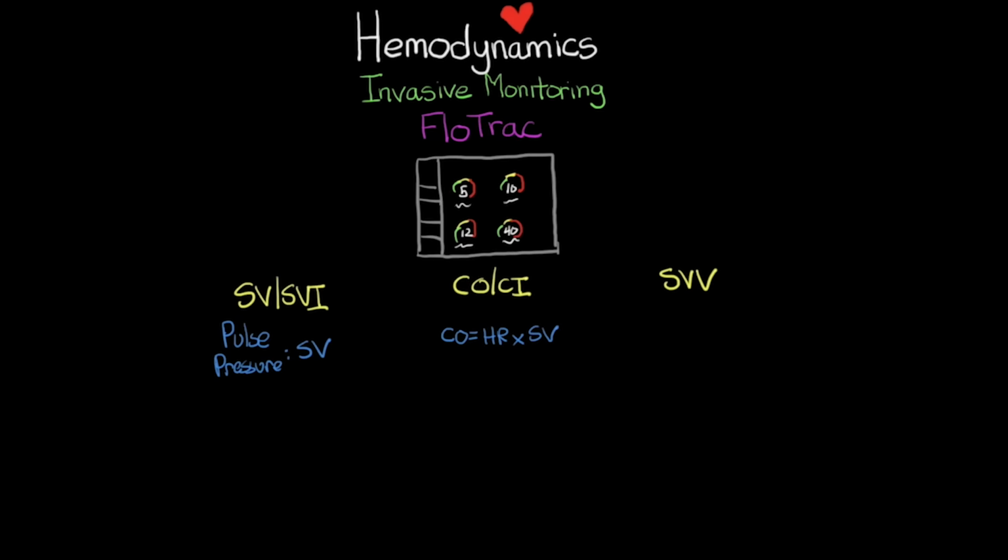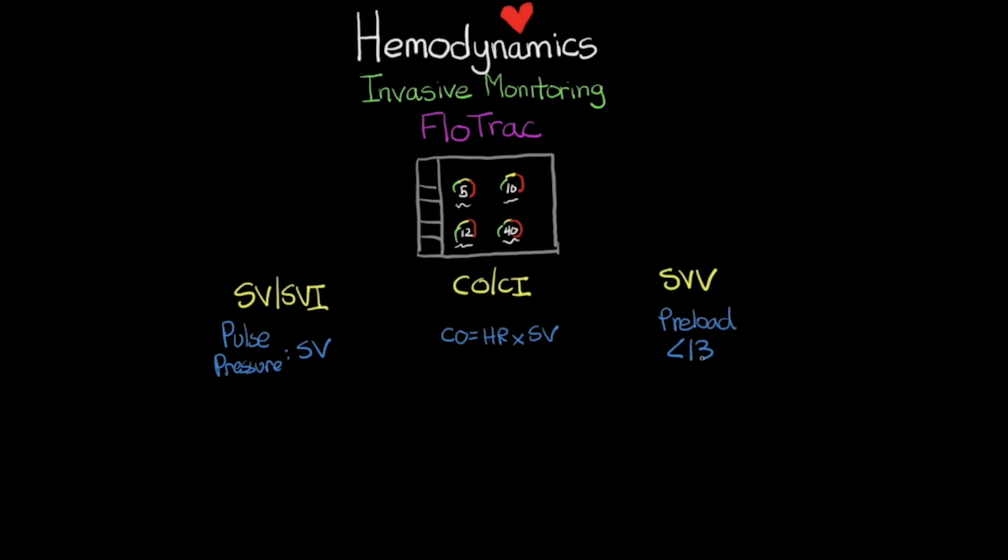And so the final hemodynamic value that we're able to get from the FlowTrack is what we call the stroke volume variance. Basically, stroke volume variance is another form of monitoring that can give us an idea of a patient's preload. So just as we talked about the CVP being an indication for preload, a stroke volume variance on a patient can also tell you about their preload. The normal value for your SVV is going to be less than 13.